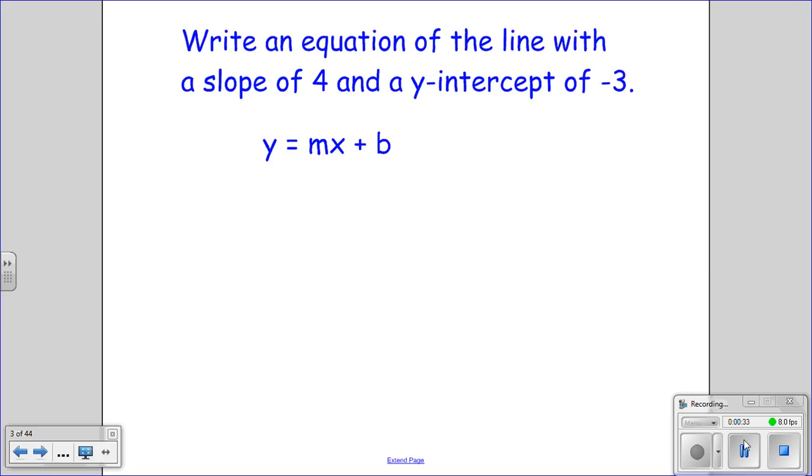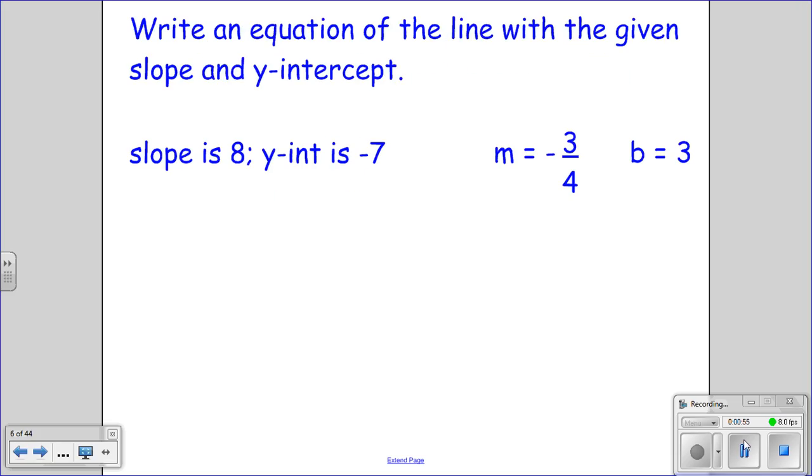Let's write an equation of the line with a slope of 4 and a y-intercept of -3. You need to be thinking of the equation y equals mx plus b, and we are going to substitute the 4 in for the m, and then we need to also put in our y-intercept. When we put in our y-intercept, that makes it y equals 4x minus 3. There's our equation in slope-intercept form.